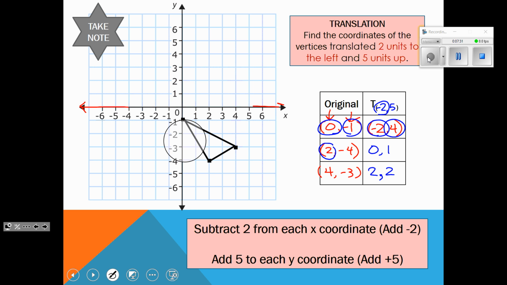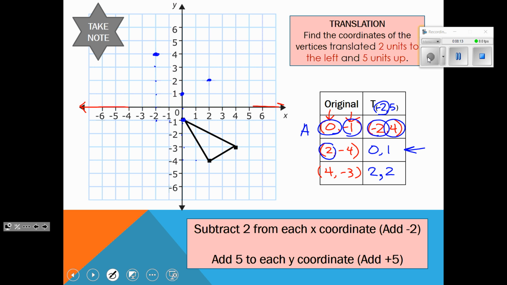Now if you're not comfortable doing the math like that, all you have to do is start with your original point and say go to the left 2, 1, 2, go up 5, 1, 2, 3, 4, 5, and you are at that new ordered pair (-2, 4). This was A. For the next one, we started right here at (2, -4). We're going to go to (0, 1), so we go to the left 2, 1, 2, up 5, 1, 2, 3, 4, 5, and there we are at (0, 1), which is what we said it was going to be. And then on this one, we go to the left 2, up 5, and that takes us to (2, 2).